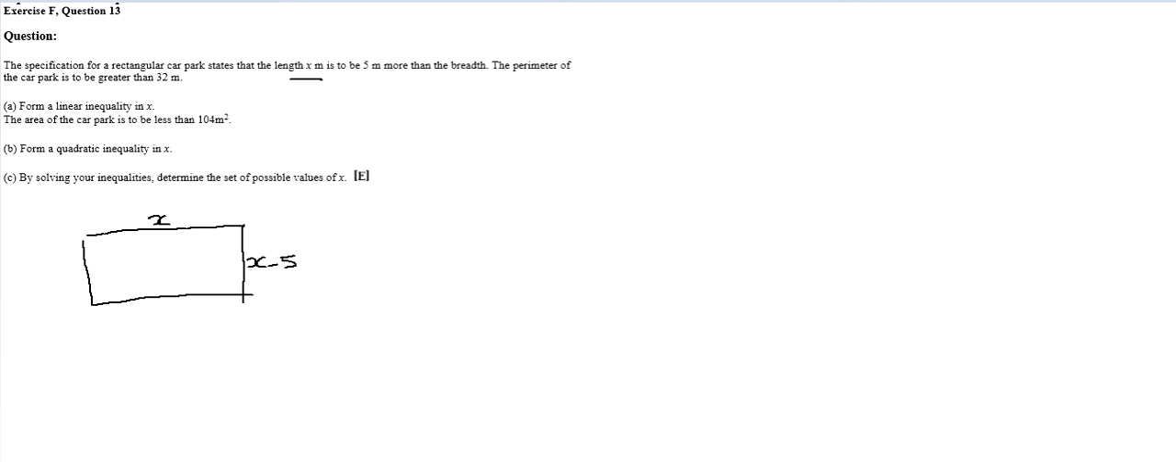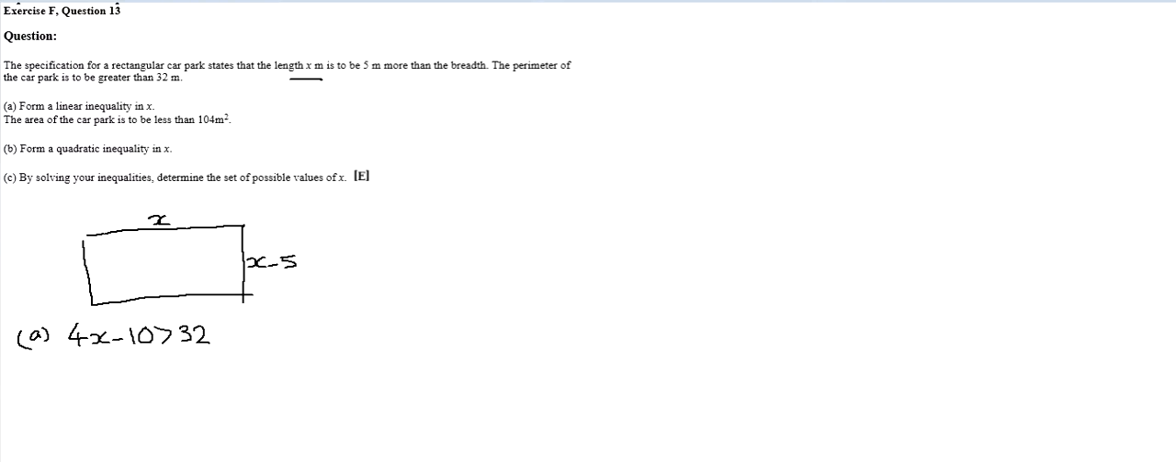So the perimeter of the car park has to be greater than 32, so form an inequality. If we add all these x's, we're going to have 4x, and collect all these negative 5's, we're going to have minus 10, and that has to be more than 32. Okay, so that's part A done. So I've formed an inequality.